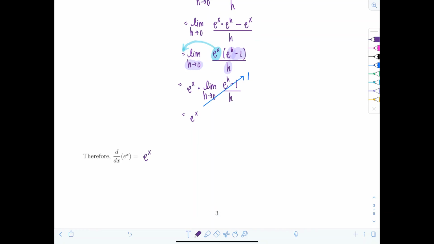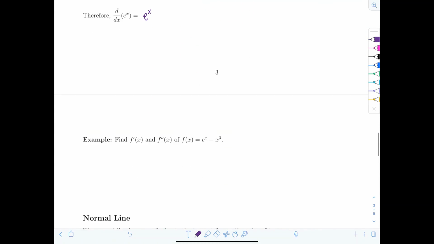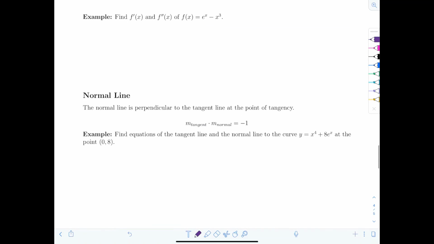Pretty nice derivative, huh? Okay, so let's practice using our differentiation rules now. So find f prime of x and f double prime of x for the following function. F of x equals e to the x minus x cubed.